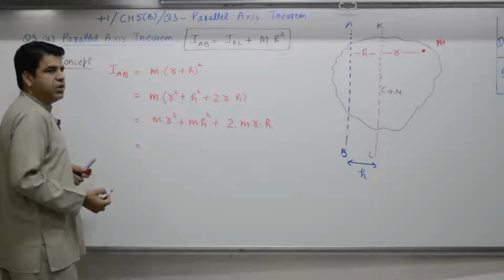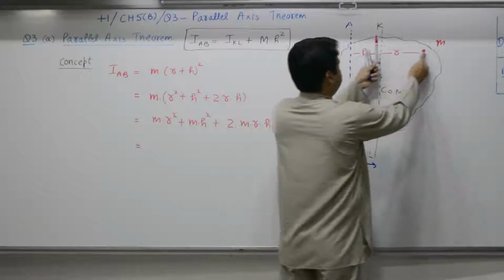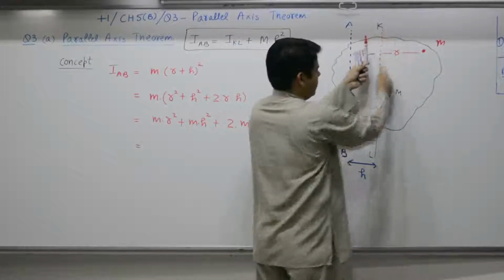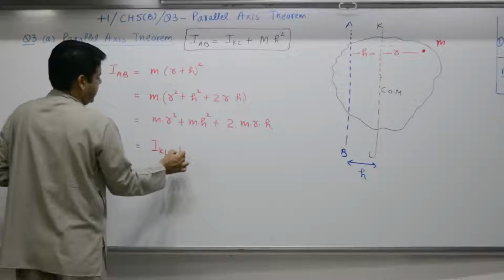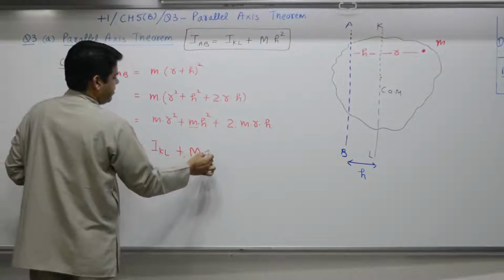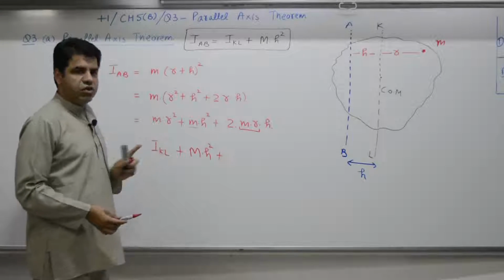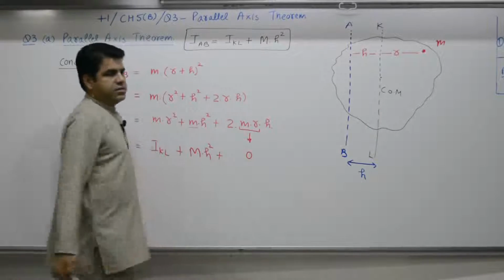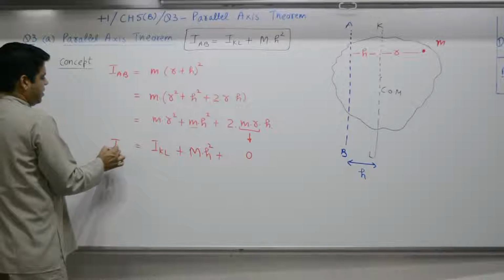This m r square, we will do it for all particles. For this particular particle, m times r square is what? r is its perpendicular distance from which axis? KL. So that is why we can write this as I KL plus m h square. This is for one particle. When we take all particles, we write capital M h square, and this m times r term, for one particle it is not 0, but for all particles we will prove this value will come out to be 0. This is the concept for the moment of inertia about AB.